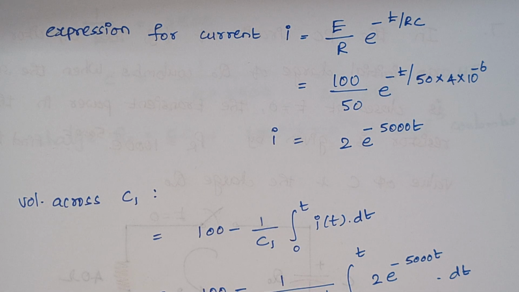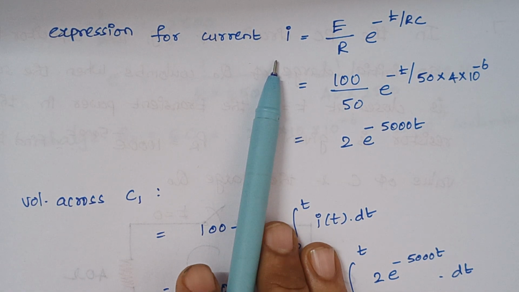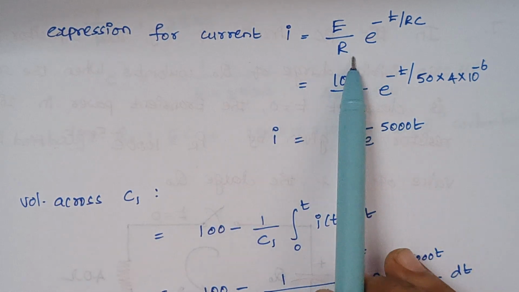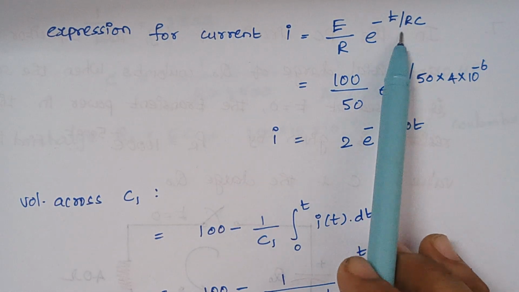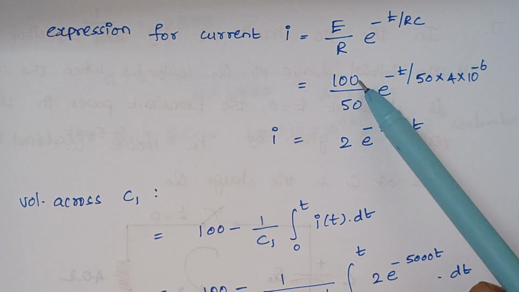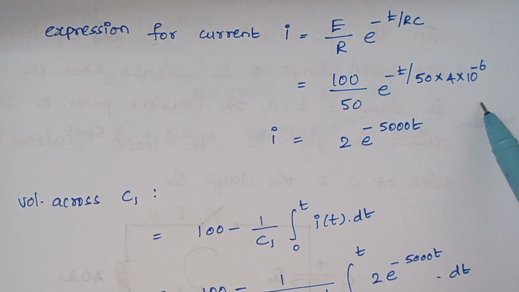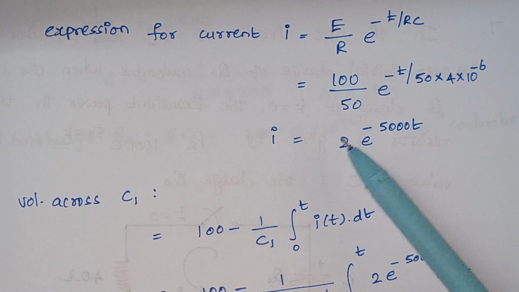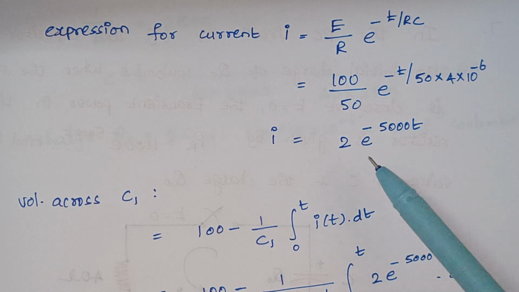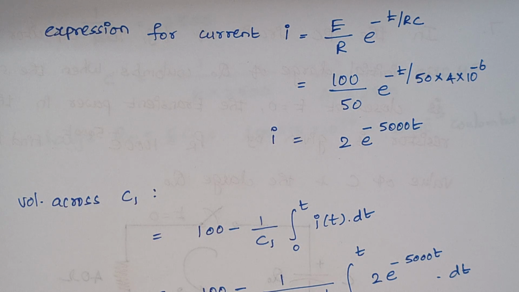Next we are writing an expression for current. The expression for current, for an RC circuit, the basic expression is E by R into e to the power minus t by RC. Here we know the value of E is 100, R is 50, and R and C, so just substitute the values. When you solve, the expression for current is 2 into e to the power minus 5000t. This is the current that flows through the circuit.